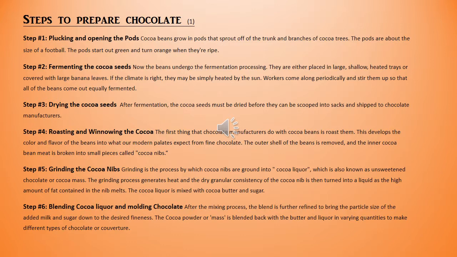Finally, step 6 is blending the cocoa liquor and molding the chocolate. After all the mixing process, the blend is further refined to bring the particle size of the added milk and sugar down to the desired fineness. The cocoa powder or mass is blended with the butter and liquor in varying quantities to make different types of chocolate or couverture.